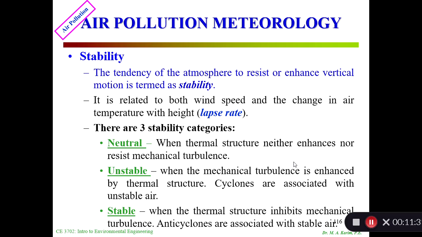The tendency of the atmosphere to resist or enhance vertical motion is termed stability. There are three types of stability: neutral, unstable, and stable. It is relative to both wind speed and the change in air temperature with height, which is called the lapse rate. Neutral means the temperature structure neither enhances nor resists mechanical turbulence. When mechanical turbulence is enhanced by the thermal structure, it is unstable; cyclones are associated with unstable air. Stable means the thermal structure inhibits mechanical turbulence; anticyclones are associated with stable air.